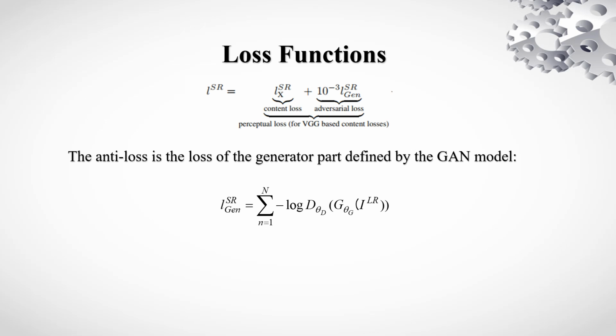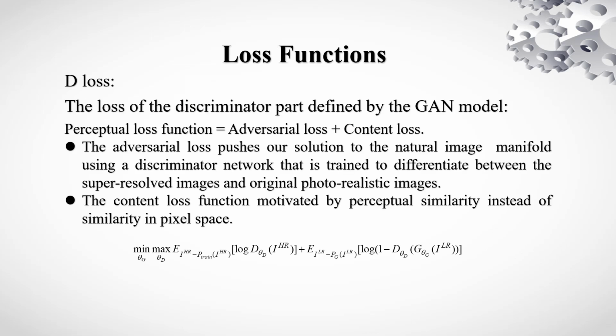So this part is to minimize the difference between the output picture and the real picture. And in this part, we can say that in the discriminator, the loss function has two meaningful parts. One is the adversarial loss, and the second is the content loss. The adversarial loss pushes our solution to the natural image.